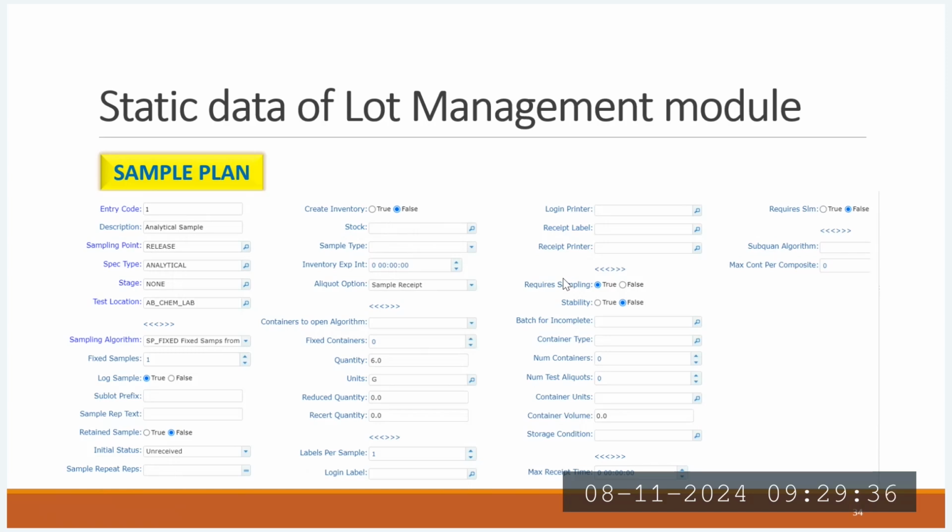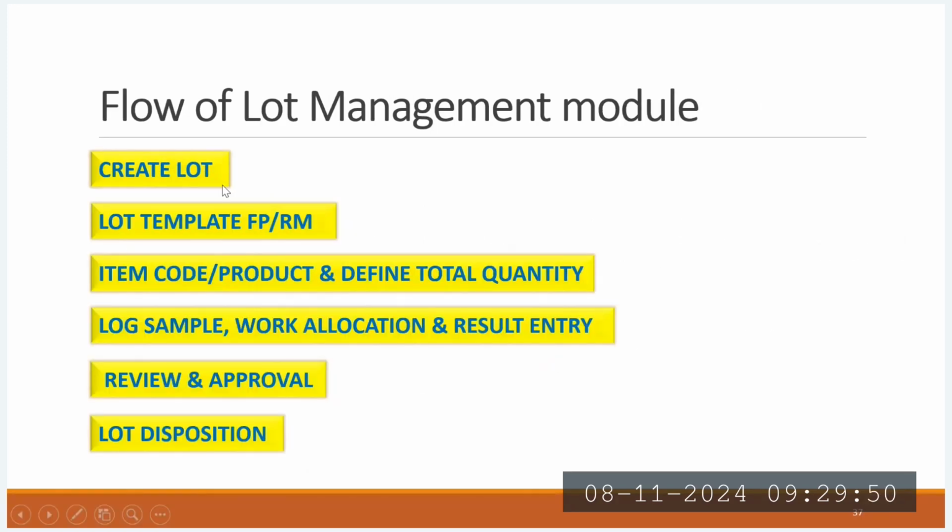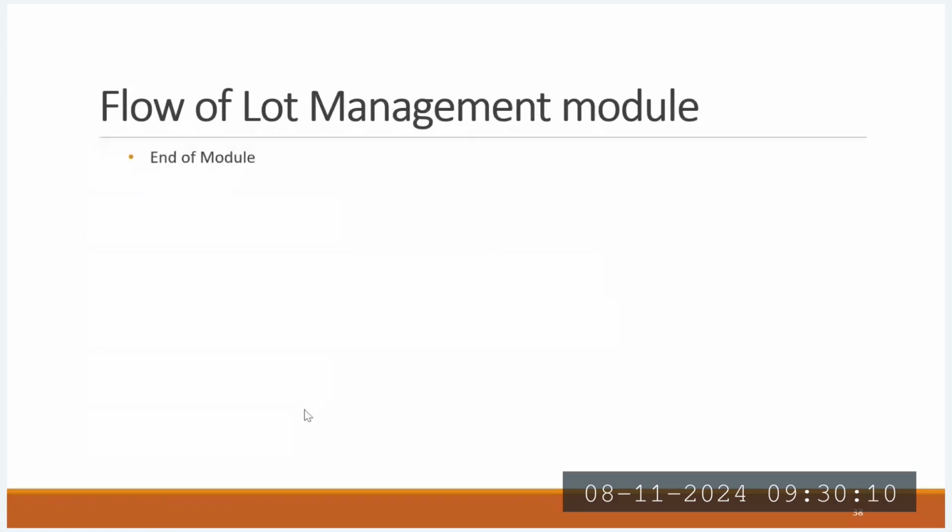And followed by item codes. Once you prepare the item code, how to fix the respective product specification, class, sampling point and grade. There are some procedures in the item code preparation as well. Once you prepare the item code, then you can create the lot and lot template for FPRM, product, define total quantity. You can log the sample and then work allocation, results entry, review and approval, lot dispositions. This is the way we can perform the lot management activity.